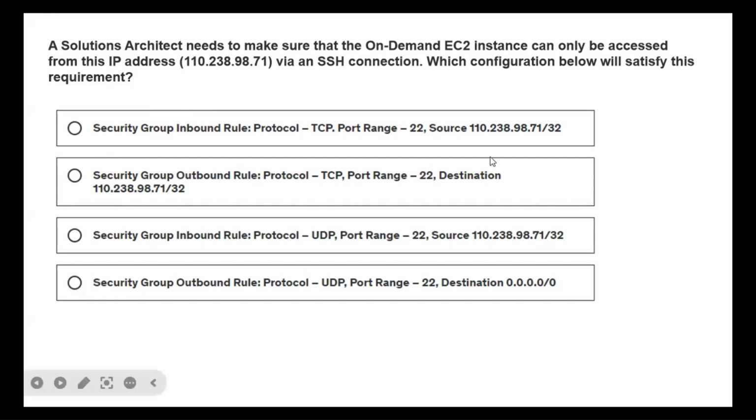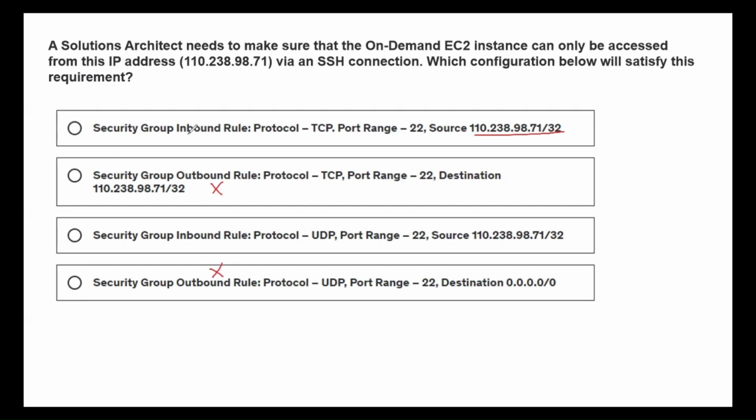So this is the set of answers we have. One is a security group inbound rule, the protocol TCP, port range 22, and the source we need to define like this. So this is a CIDR, how you represent a network. Now we have a security group outbound rule, protocol TCP, port range 22. If you ask me, I would directly exclude this answer because here we need to set an inbound rule in the security group, not an outbound rule. So wherever you see the option outbound rule, we can safely eliminate the answer.